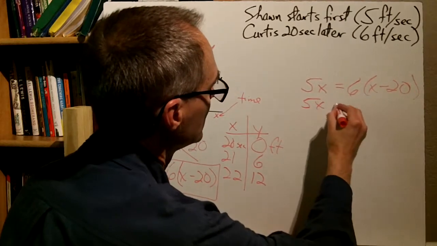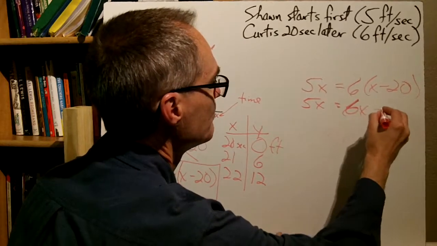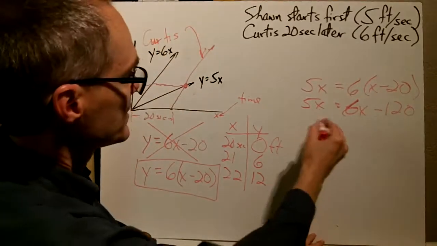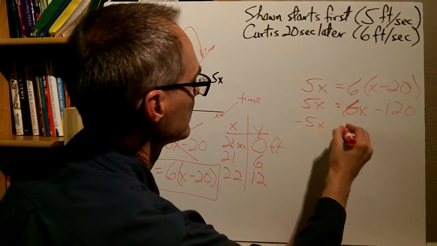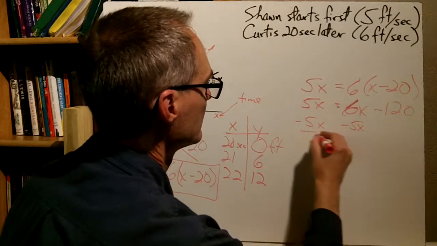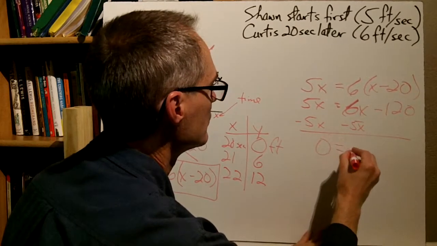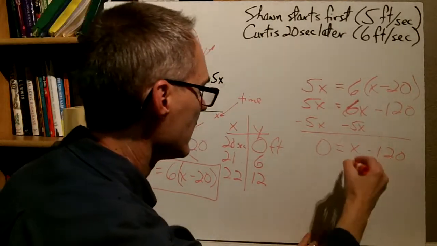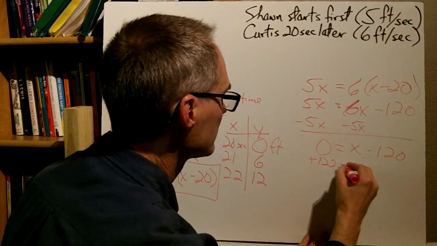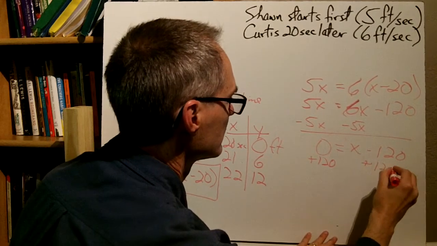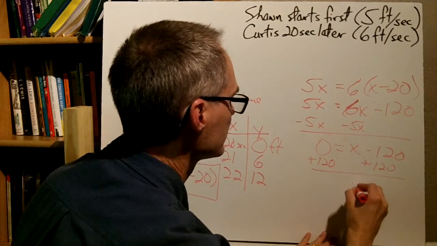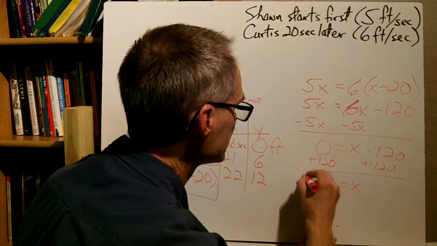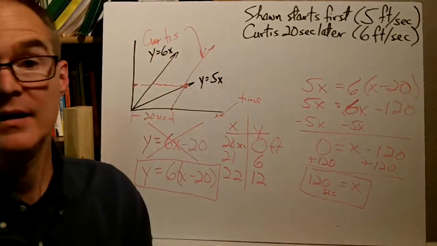5x equals 6x minus 6 times 20, which is 120. Let's see, if I subtract 5x from both sides, that gives me 0 equals x minus 120. And if I add 120 to both sides, that gives me x equals 120, and that's in seconds, and that is my answer.